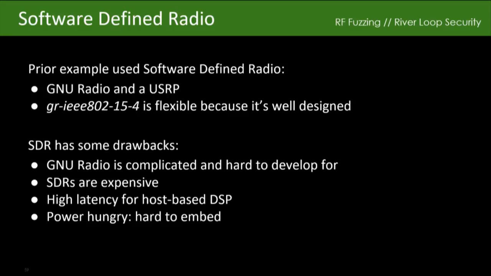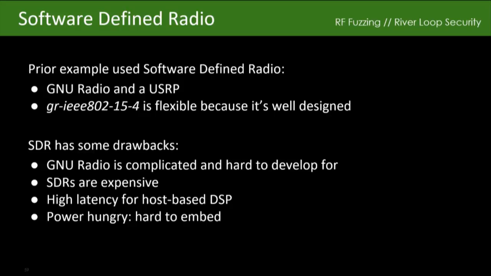So software-defined radio is really powerful. I just showed how IEEE 802.15.4 and GNU Radio can be used to do this. IEEE 802.15.4 was easy to get set up with this because it's very well designed. But SDR has a ton of drawbacks too, and I say that as a huge SDR fanboy. GNU Radio is super, super complicated and can be pretty hard to develop for, especially if you don't have a lot of domain knowledge or experience. Additionally, SDR hardware is pretty expensive. It's a couple hundred dollars to get your hands on a basic SDR that can transmit. Not everybody has one of these things just kicking around.